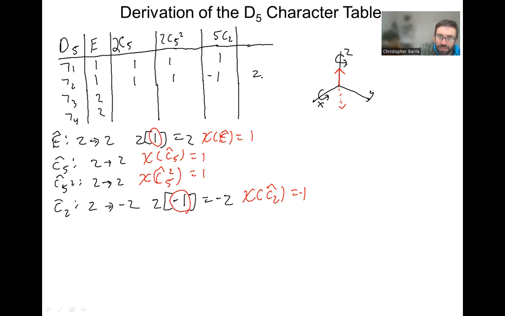And so that's going to be the z vector. Now we could have predicted that because we know these things have to be orthogonal to one another. That's one of our other character table rules. So gamma 1 dotted with gamma 2 has to be equal to 0.